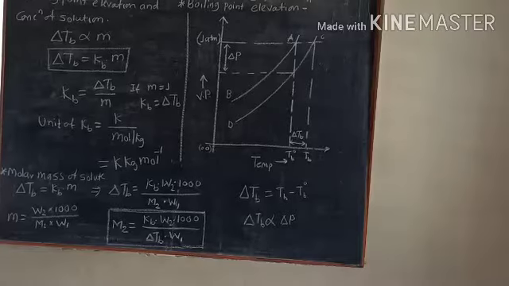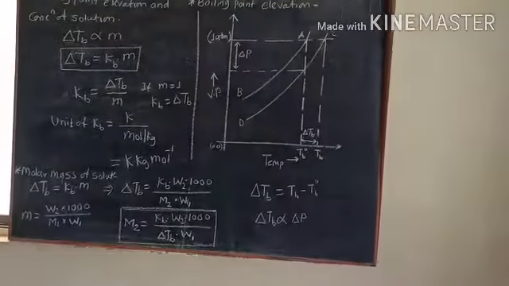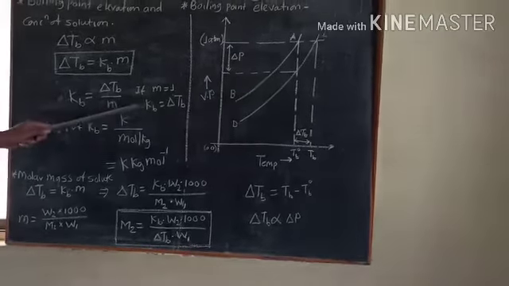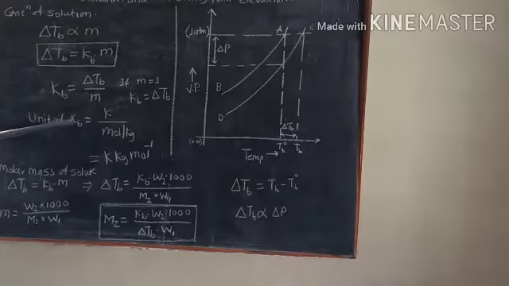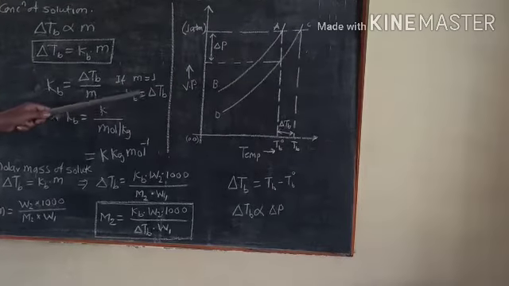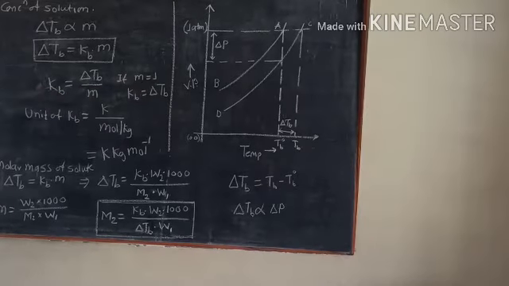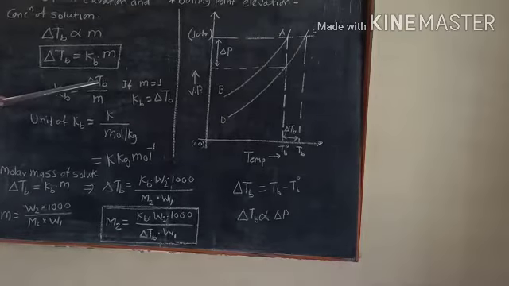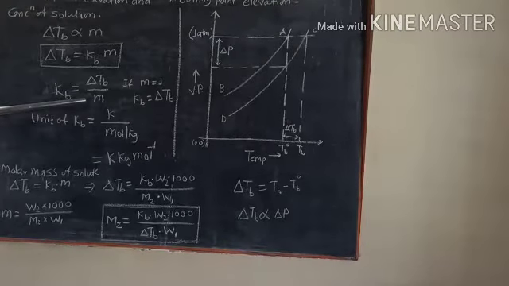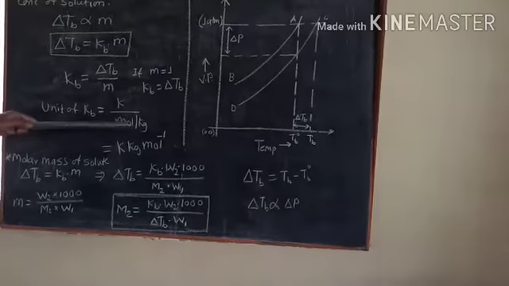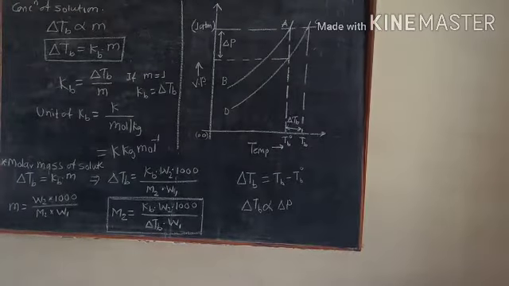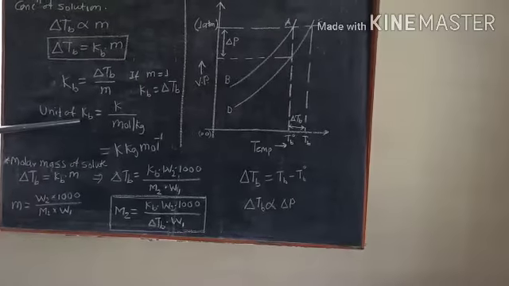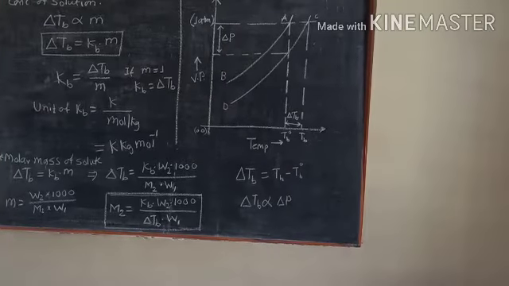Kb is called the molal elevation constant, ebullioscopic constant or boiling point elevation constant. The ebullioscopic constant is the elevation produced by a 1 molal solution, called Kb. And the unit of Kb: delta Tb, the temperature, is measured in Kelvin. m means molality, measured in mole per kilogram. Then the unit is Kelvin kilogram mole inverse, the unit of the molal elevation constant or ebullioscopic constant.